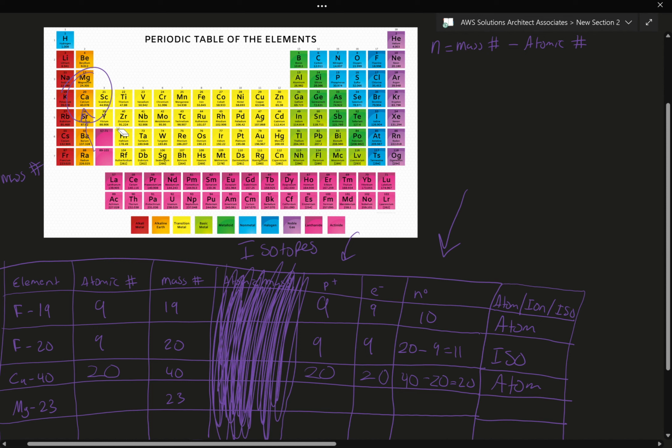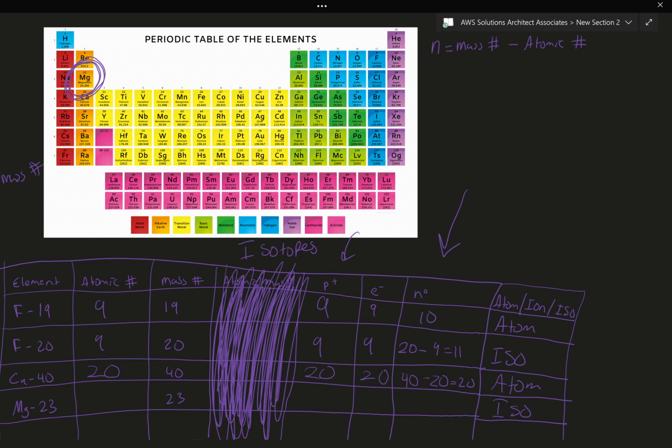Let's go to magnesium, which is right above calcium. Here's magnesium right there. The magnesium that is given to us in the question is magnesium 23. Now you have to ask yourself, is this over here magnesium 23? Well, no, because on our periodic table it is magnesium 24. So we know that magnesium 23 is an isotope because it's not on our periodic table. So we're going to go ahead and fill that in. ISO for isotope.